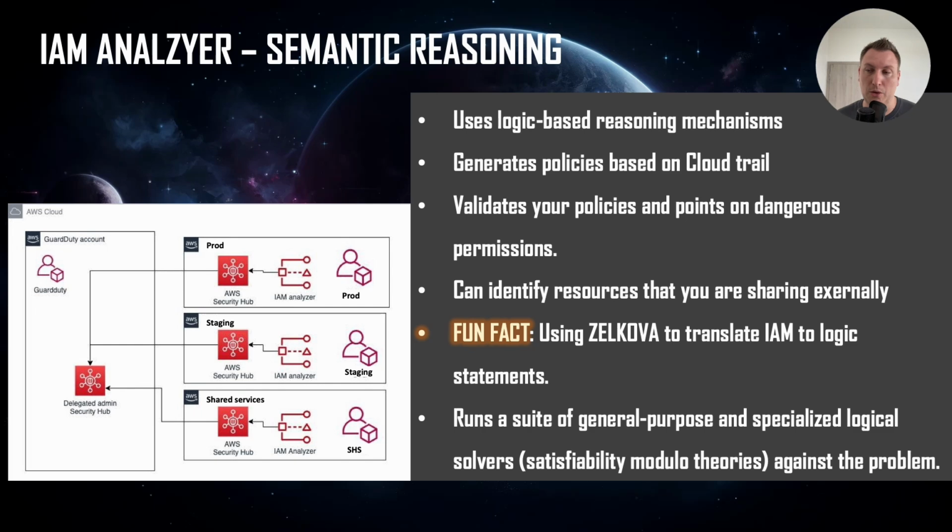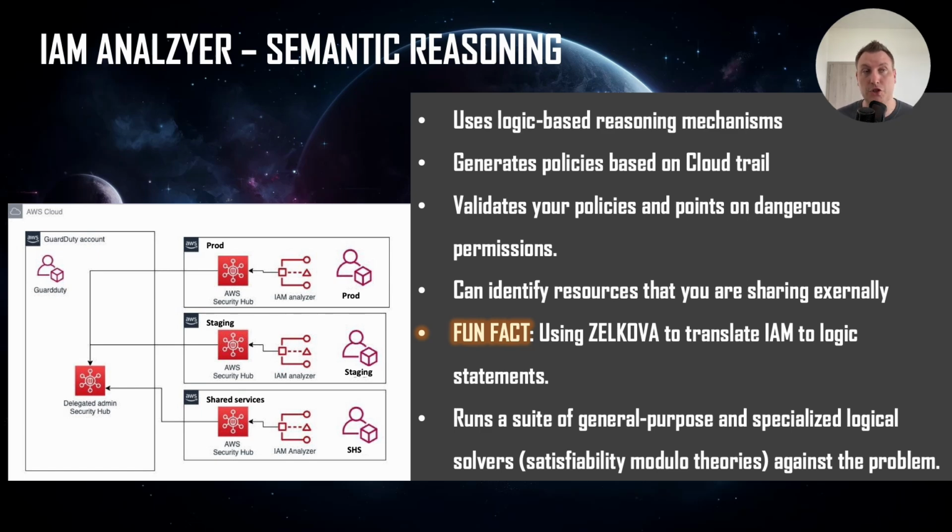It uses a logic-based reasoning mechanism, so it looks at the logic in your IAM policies, and then it can generate policies based on CloudTrail. That means everything that you use in your IAM policies or in your actual work with the cloud will be reflected in these generated policies. It validates the policies against dangerous permissions, for example, elevation of privilege or reading services that you shouldn't read. And you can identify the resources that you are sharing externally with someone that you shouldn't share with, and it can also help you with the confused deputy problem.